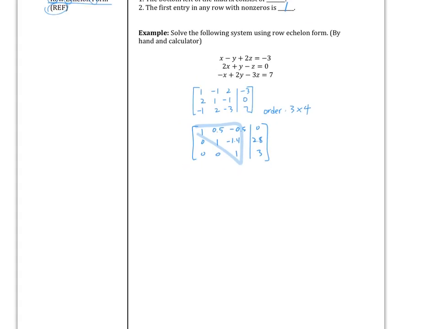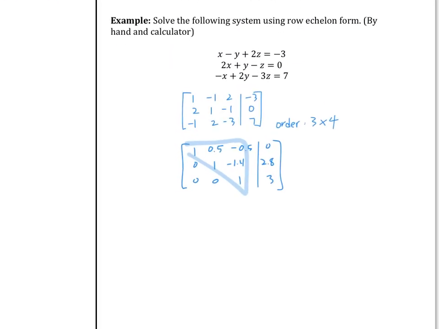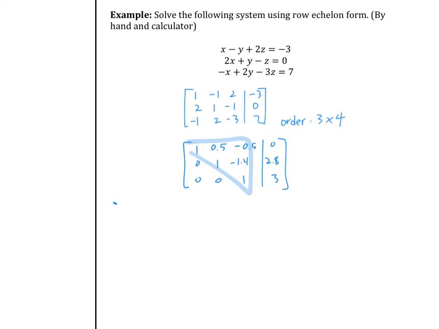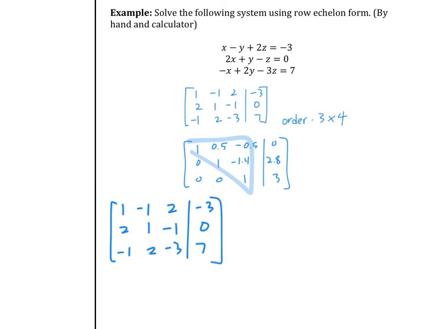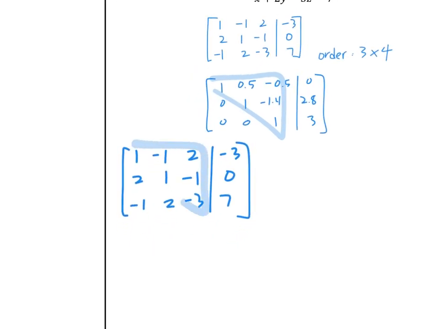Okay, let's do it. 1, negative 1, 2, negative 3, 2, 1, negative 1, 0, negative 1, 2, negative 3, 7. All right, remember we need this triangle. So what's the first number we've got to get rid of? 2. Yeah, we've got to get rid of that 2. So how do we do that?